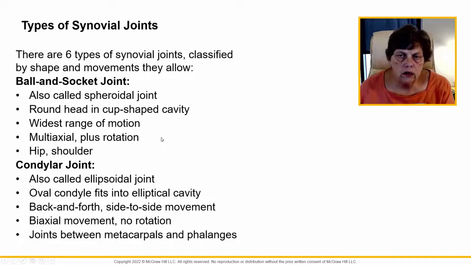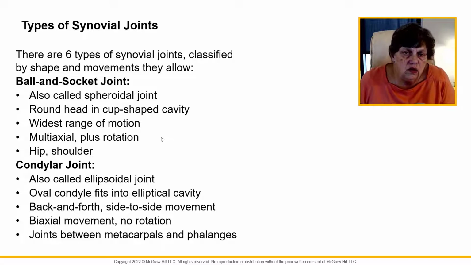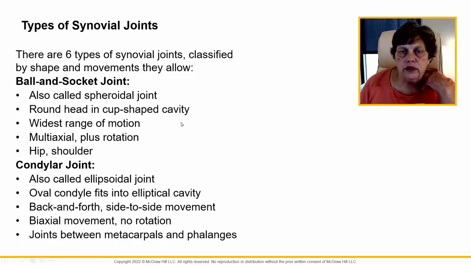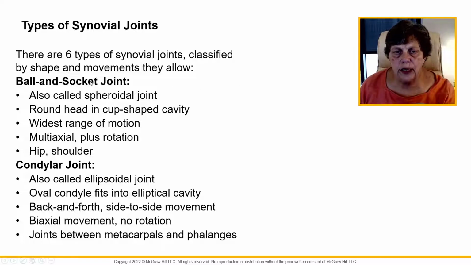All right, so I will mention that synovial fluid, it should be clear. It's usually a light yellow color, and it's fairly clear and fluid, and when it gets gunky is when we start to have problems. It gets more solid. All right, so the 6 types classified by shape and movement. So we'll take a look at those.